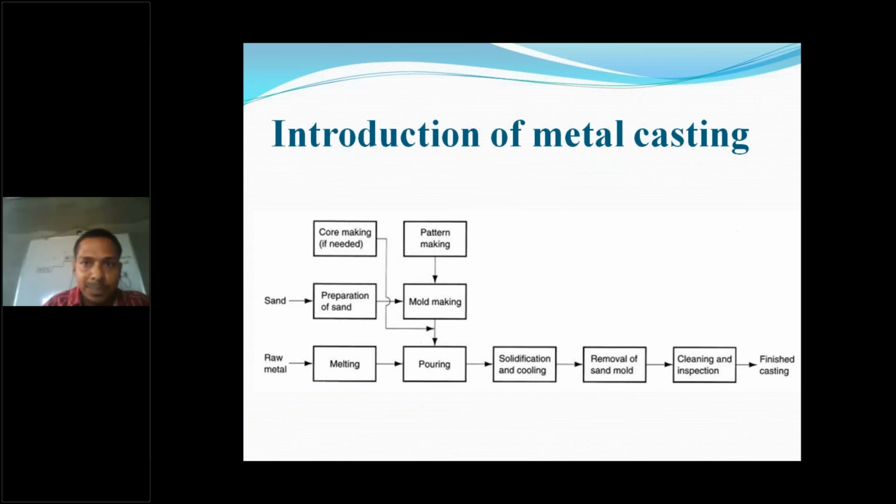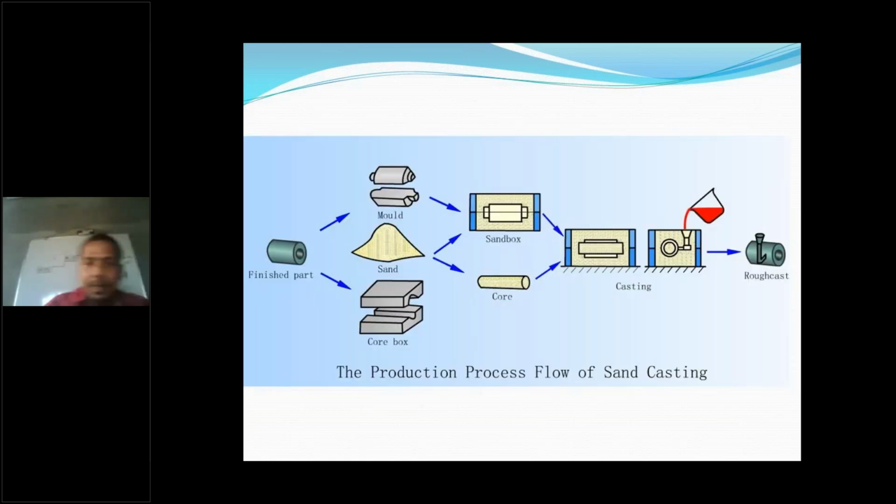Okay, this is the process for sand mold casting. Now in this flow diagram, all the processes are also mentioned. This is the finished product, which is required to be prepared by the casting process. So for making this product, what steps do we follow?